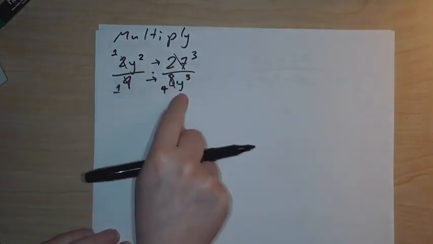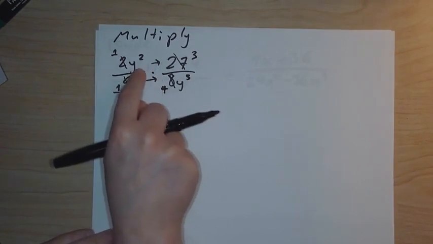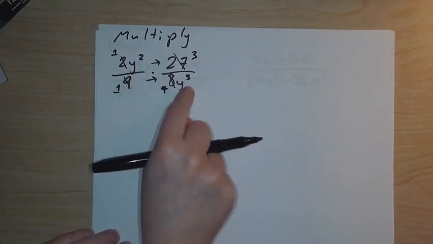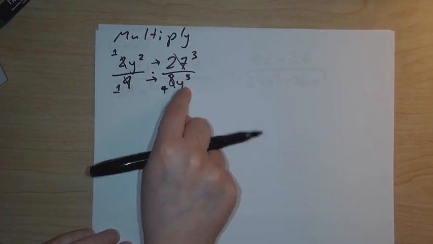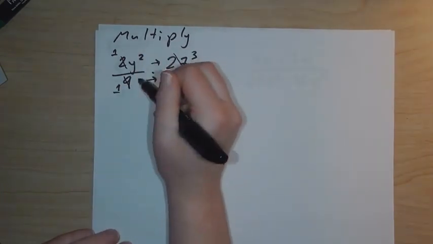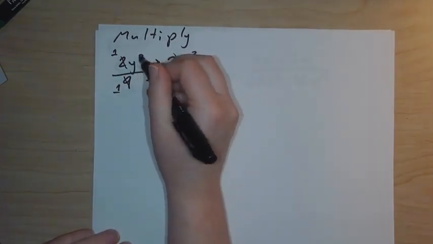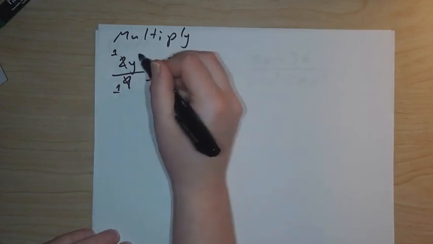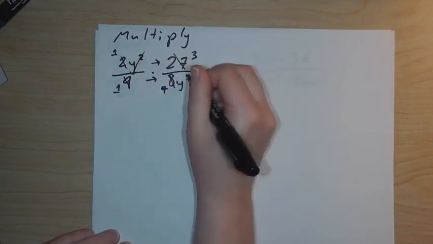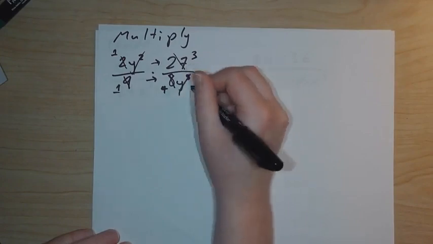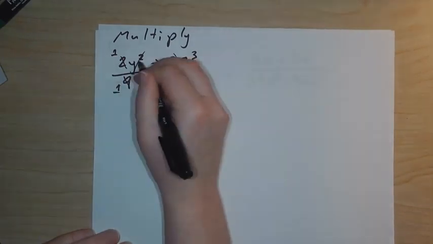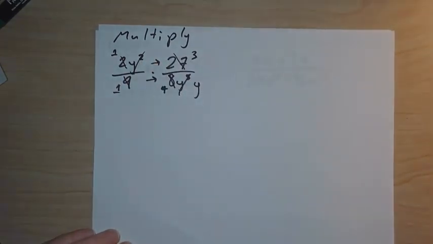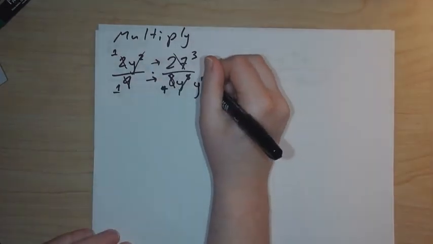And then y's, we can actually do it with y's as well. So there's 2 y's here and there's 5 y's here. Well, we can say, hey, there's 2 y's here, so this will be 5 minus 2, which is going to be y to the 3rd power.